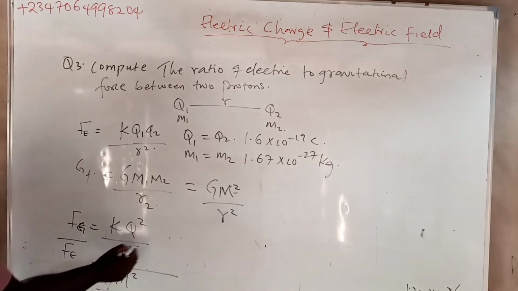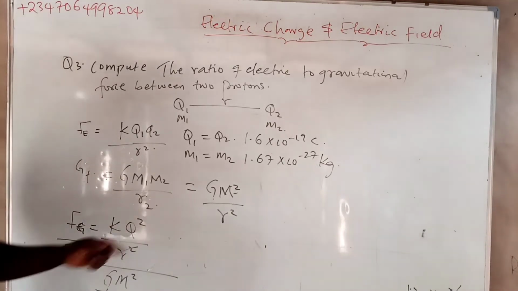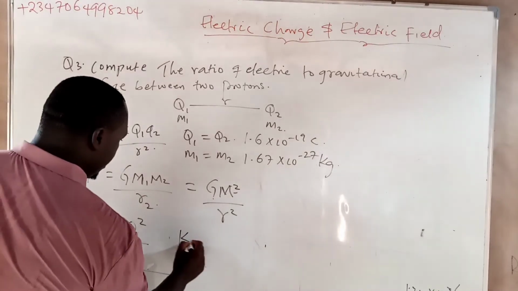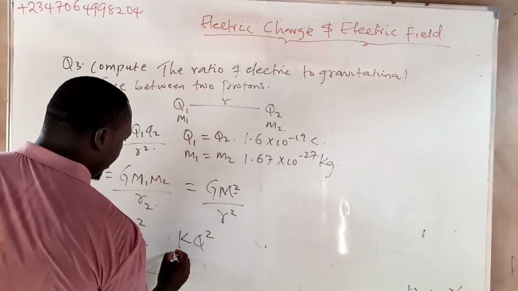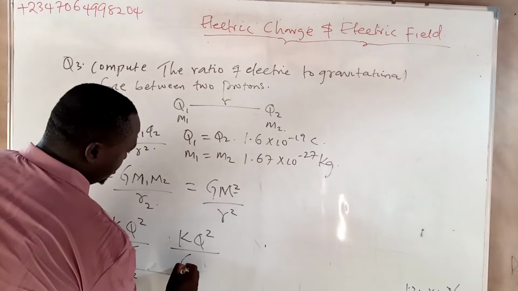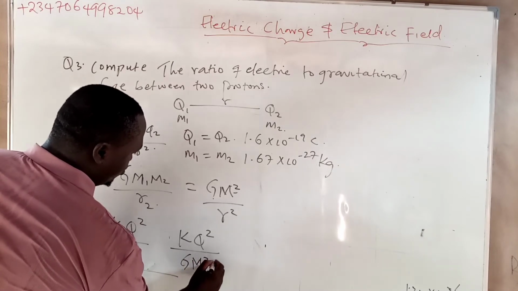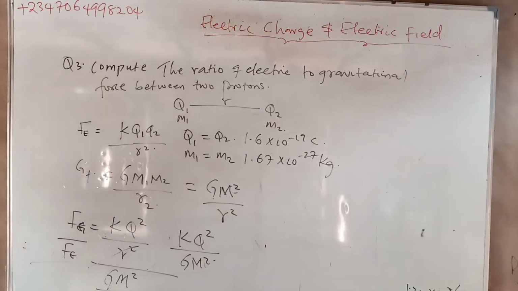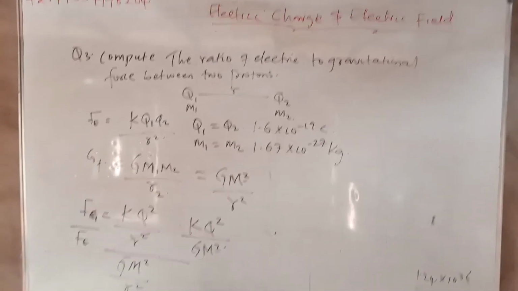Now listen, this will cancel this, right? So we'll be left with K Q squared all over G m squared. That is the formula we are going to be left with. Now all you have to do is insert it and press your calculator and the answer will flow naturally.